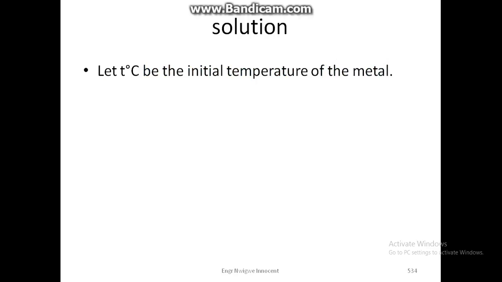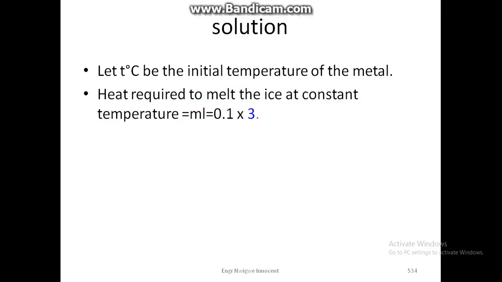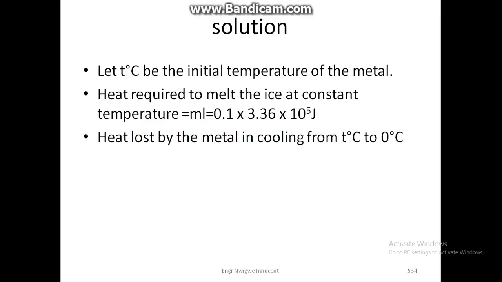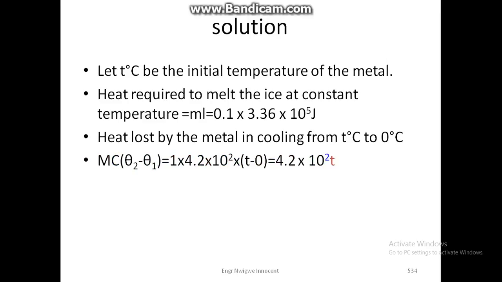Let T degrees centigrade be the initial temperature of the metal. Heat required to melt the ice at constant temperature is equal to mL, which is 0.1 times 3.36 times 10 raised to power 5 joule. Heat lost by the metal in cooling from T degrees Celsius to 0 degrees centigrade, mc(theta 2 minus theta 1), is equal to 1 times 4.2 times 10 raised to power 2 times (T minus 0), which is 4.2 times 10 raised to power 2 T.